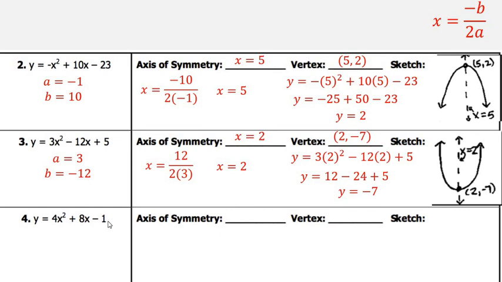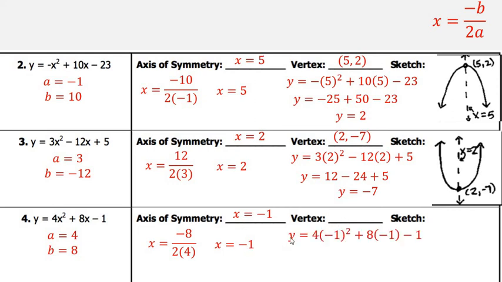Now, look at number 4. On number 4, you're going to identify your A and B again, just like you did. And then you're going to substitute back into the formula, x equals -b over 2a. Get your answer, x equals -1. That's your axis of symmetry. So the dotted line will be x equals -1.